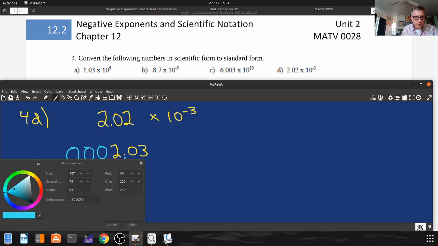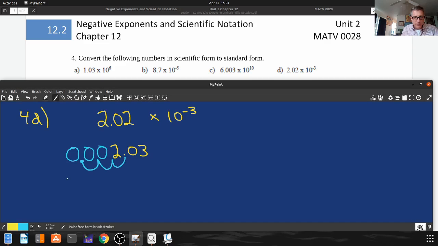So my end result, together with my leading zero, is 0.00203. Remember, this means I'm moving the decimal place, and that's the end of it. So I will either post this as its own separate video, or I'll try to attach it at the very end of the previous video.